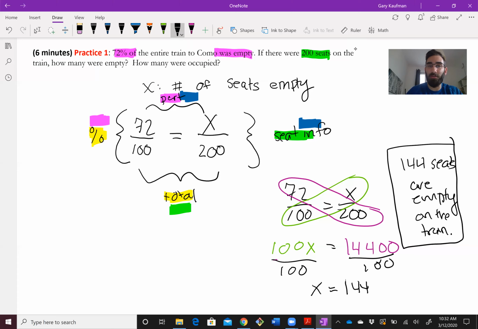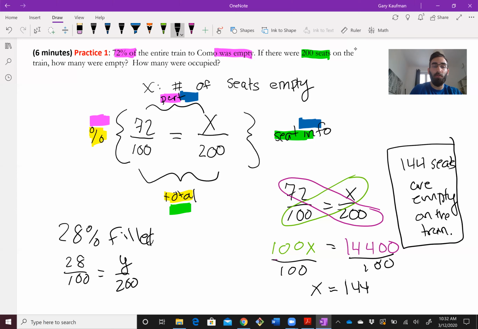Now, we're then asked the question, how many were occupied? Well, there's two different ways of doing this. If 72% was empty, that means 28% of the seats were filled. So either you can set up a proportion, say 28 over 100 equals, we'll say y over 200, where y is seats filled. And when you solve that, you'll get the answer.